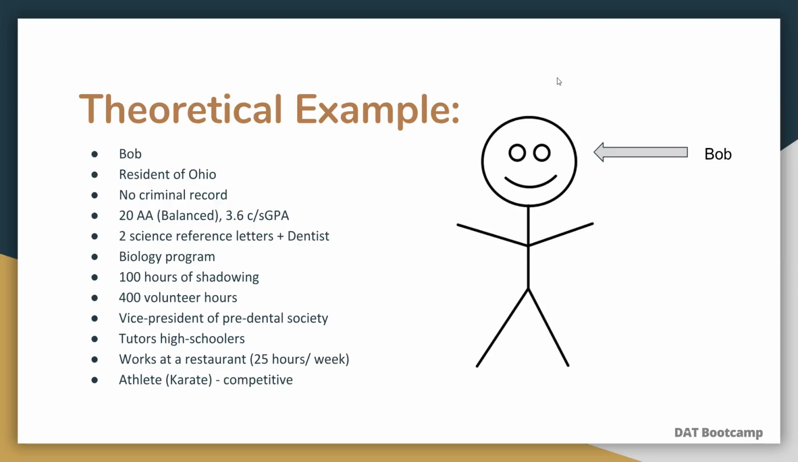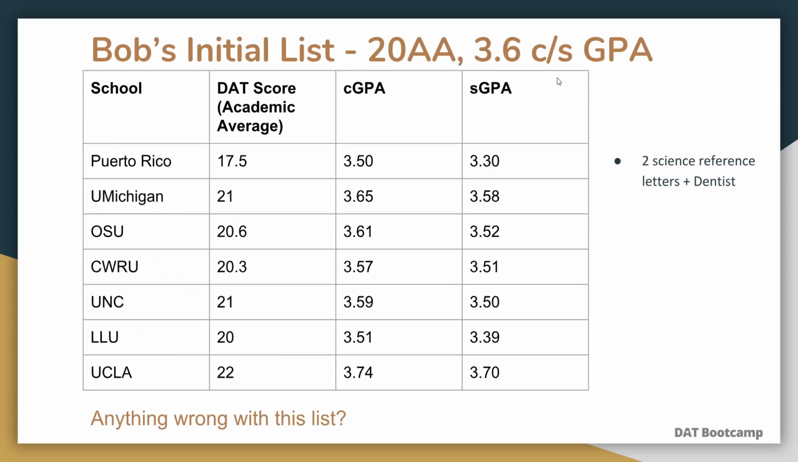He's got 2 science reference letters and a dentist reference letter. He's in the biology program. He has 100 hours of shadowing, 400 hours of volunteering experience. He's a vice president of a pre-dental society. He tutors high schoolers. He works at a restaurant as well. He's an athlete. He's in karate. He's competitive. So let's see what Bob came up with.